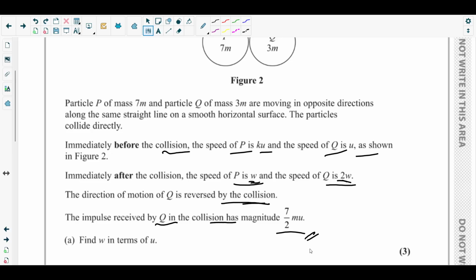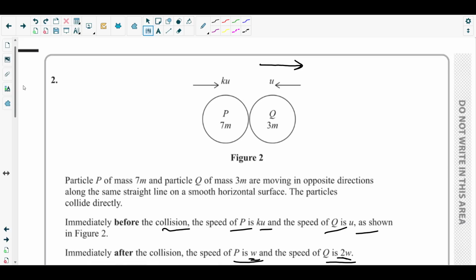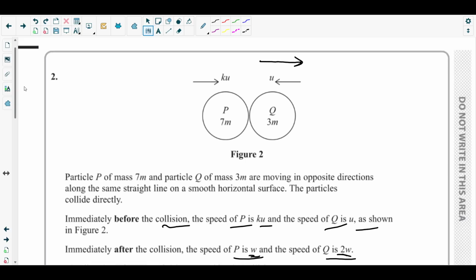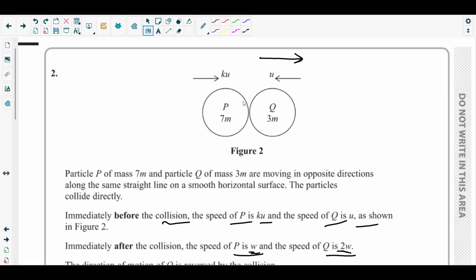The magnitude of impulse is given. We know that impulse is change in momentum and it's a vector quantity, so it has a direction. It can be either positive or negative. But since the question mentions just the magnitude, they didn't give the direction or any sign. But it can be negative.